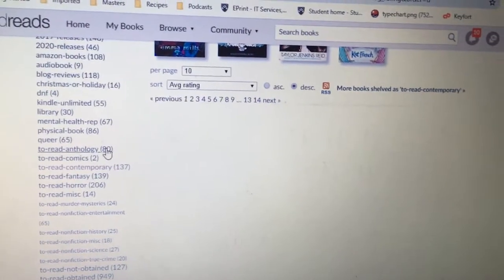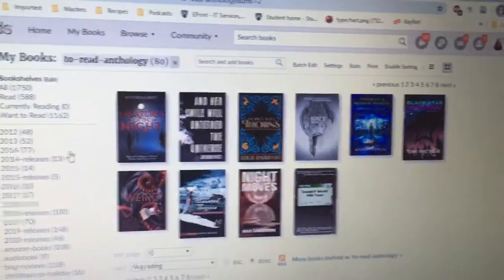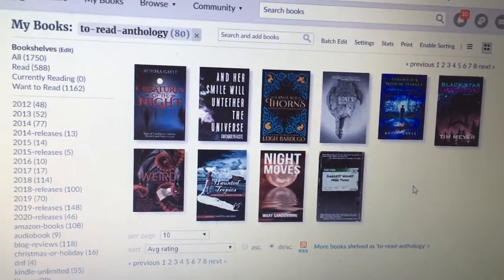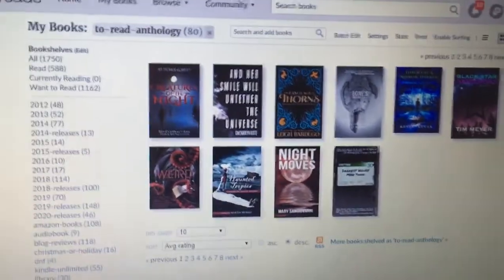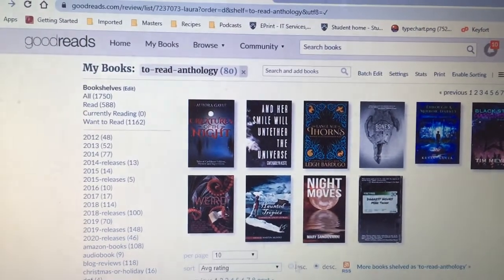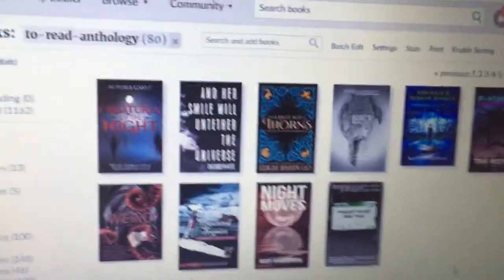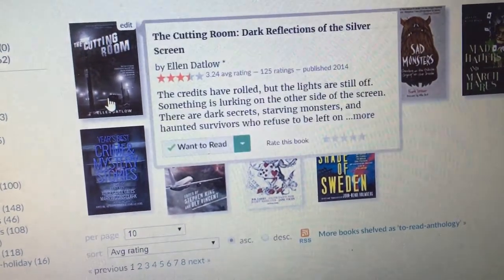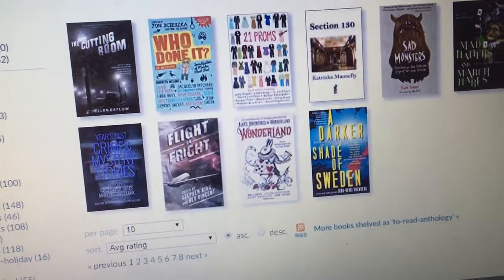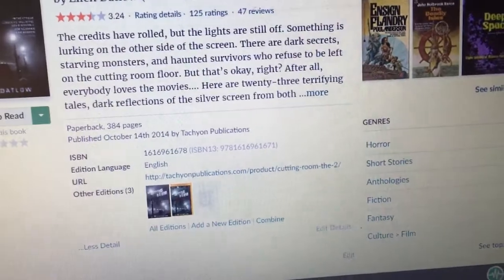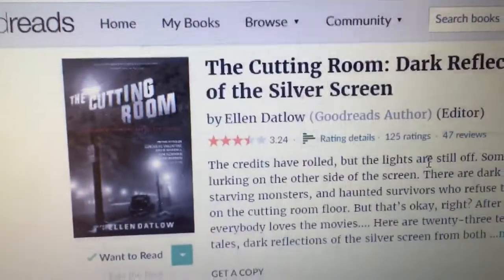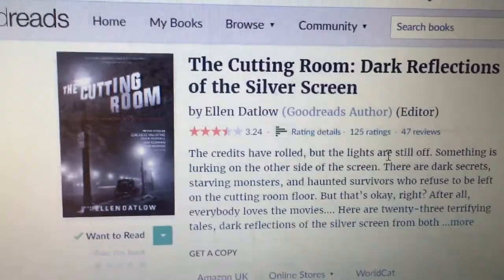To read anthology. Sorry, hands shaking a bit. Average rating, descending. It was the worst rated anthology. So we want ascending. And the winner is... If I own this one, I think I might. Yes, I do. Okay, winner is The Cutting Room by Datlow.